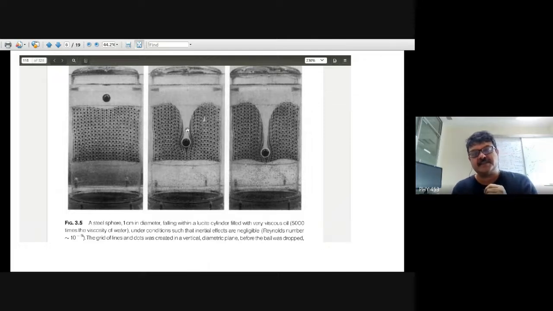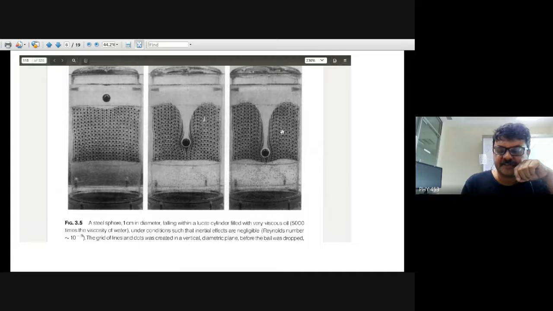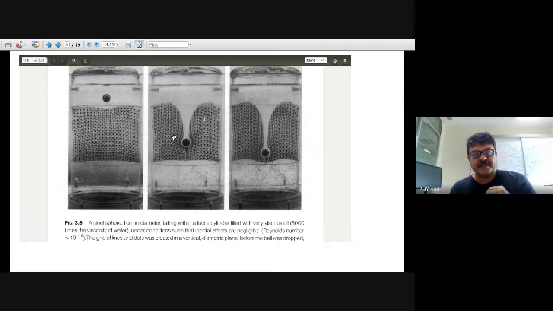As this series of snapshots shows, you can take many pictures, you can have very fast photographs, and thereby you can look at the velocity gradient tensor as a function of time. This is figure 3.5, as you see.